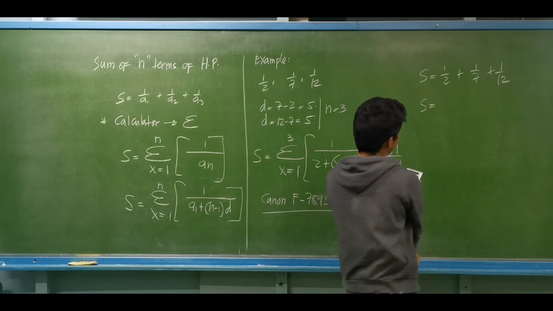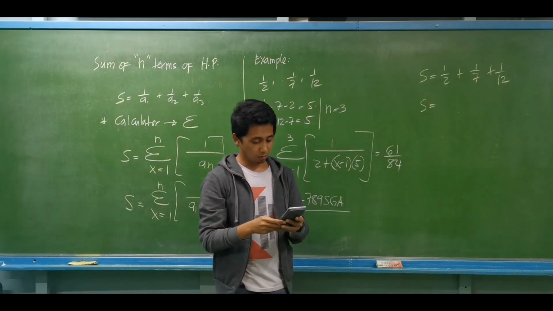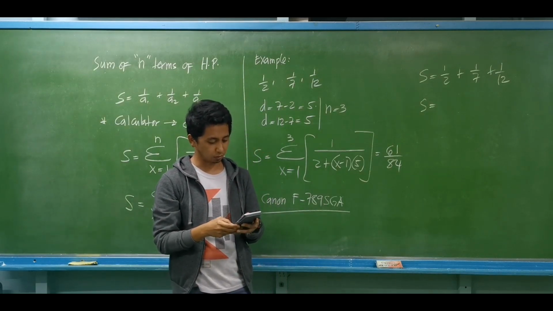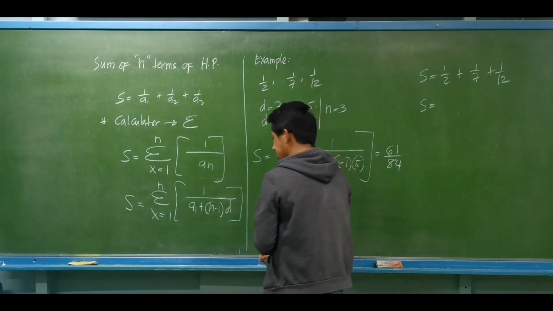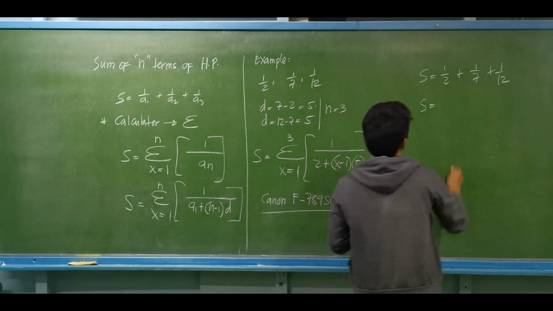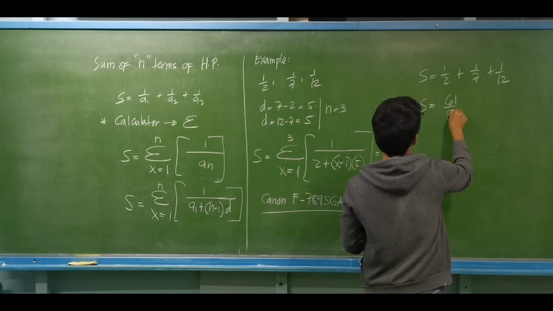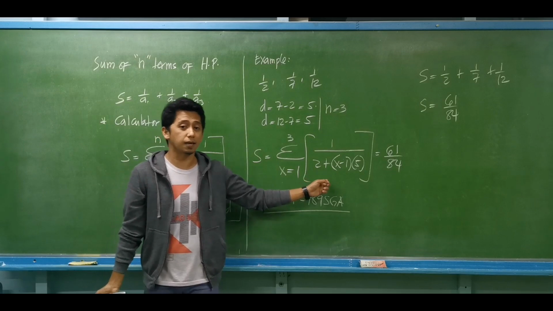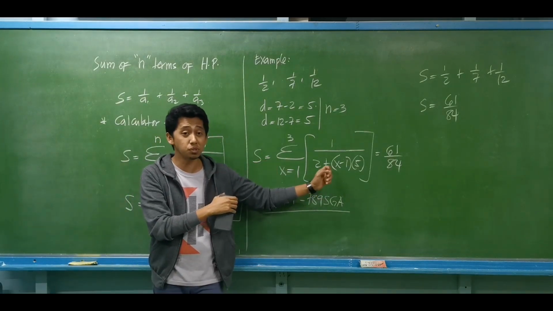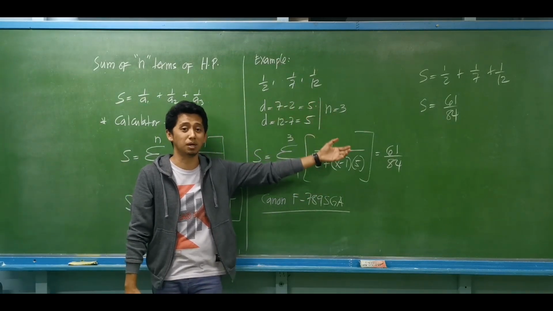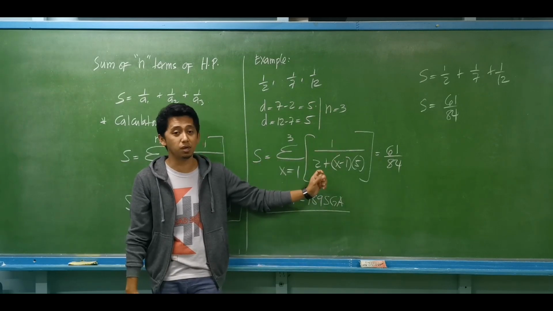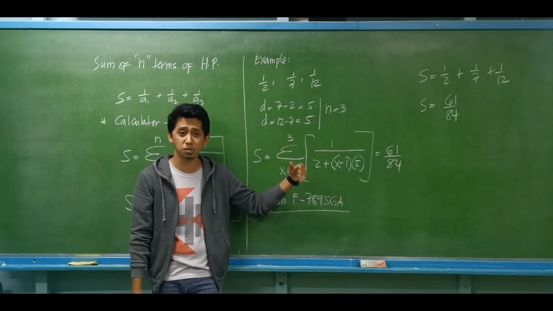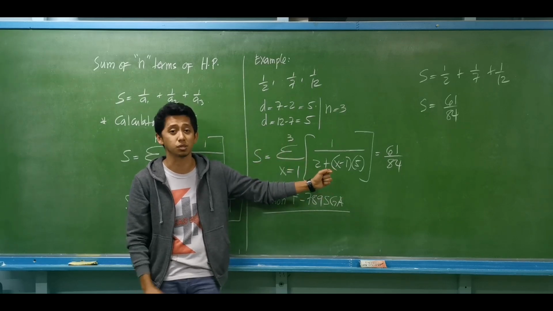So if I do it manually using the calculator, 1 over 2 plus 1 over 7 plus 1 over 12, we have 61 over 84. Obviously, the sigma function is very applicable if we have many terms, but if we have only 3 terms, you can do it manually. The advantage of the sigma function of the calculator is when we have, for example, 50 terms, 70 terms, 100 terms, and so on.